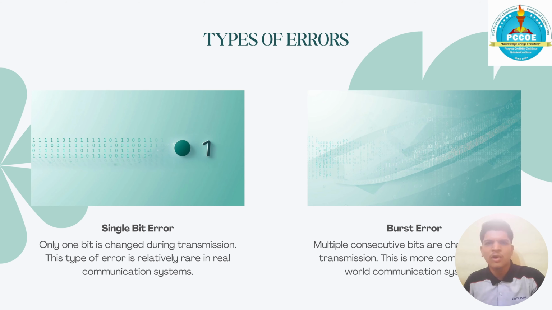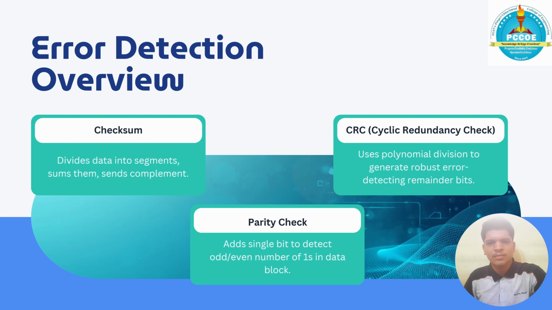The second and more dangerous type is burst error, where two or more consecutive bits get corrupted. The length of the burst error is measured from the first corrupted bit to the last. Burst errors are far more common in real world scenarios and much harder to handle. In fact, most practical error detection methods are specifically designed to catch burst errors.